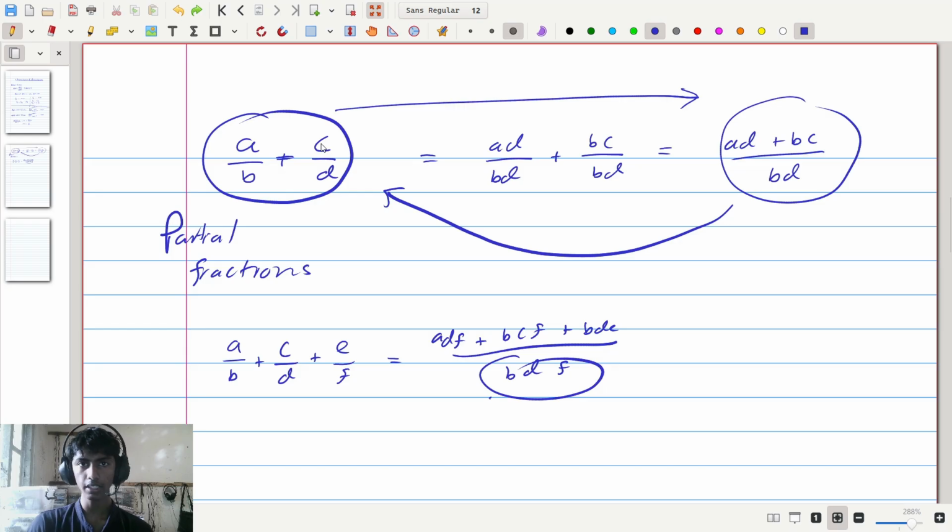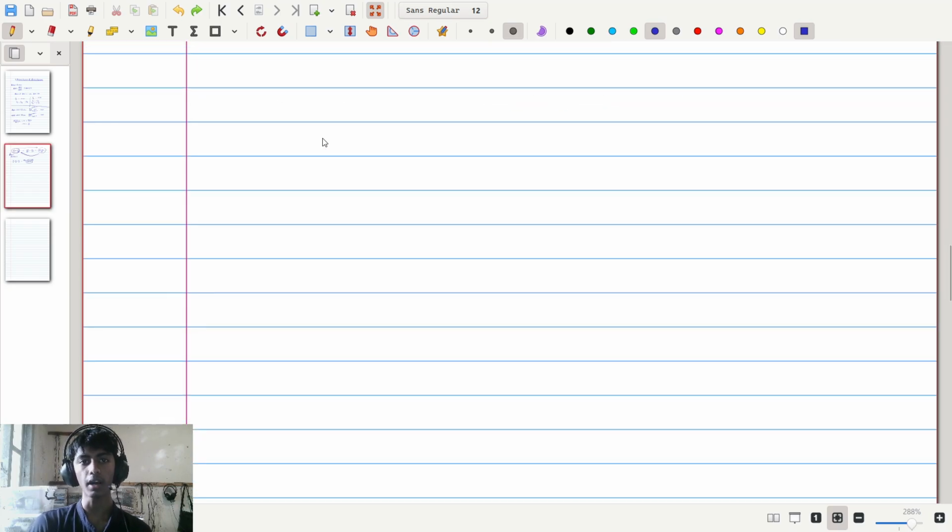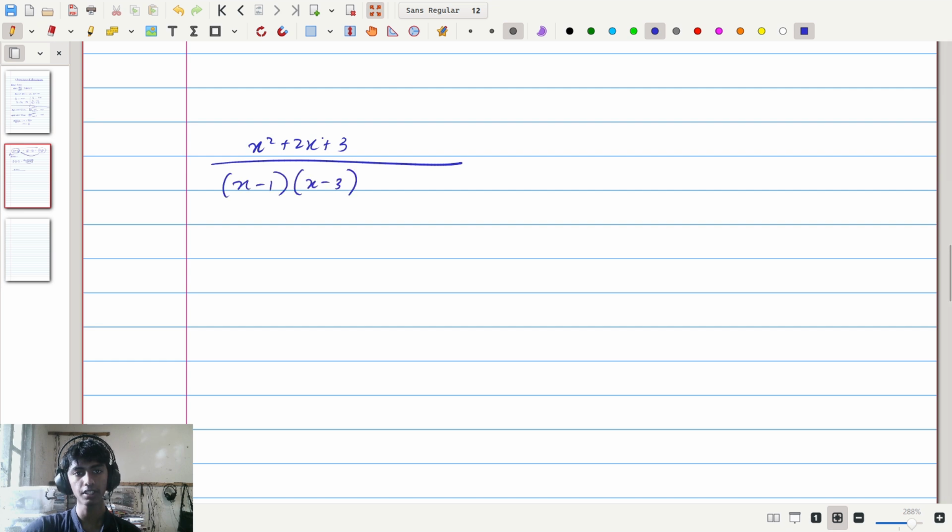This is the same exact thing that we try to do when we want to do partial fractions, except instead of dealing with just numbers, we're dealing with polynomials. Consider the function x squared plus 2x plus 3 divided by x minus 1, x minus 3 and x minus 4. Consider this for a moment. Over here we have a numerator of x squared plus 2x plus 3 divided by x minus 1 times x minus 3 times x minus 4.